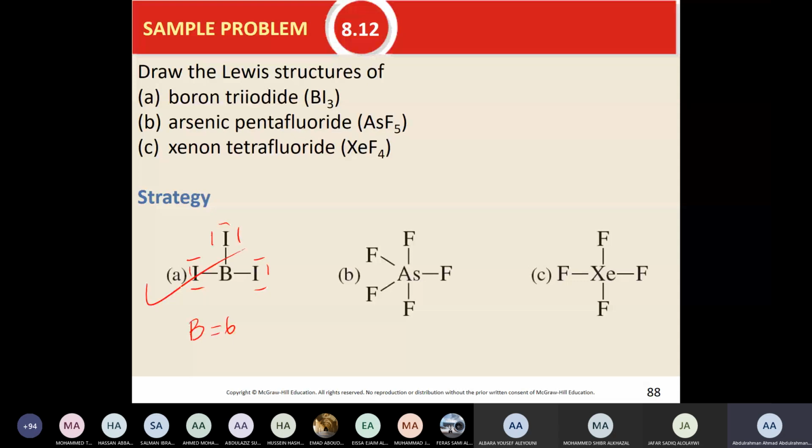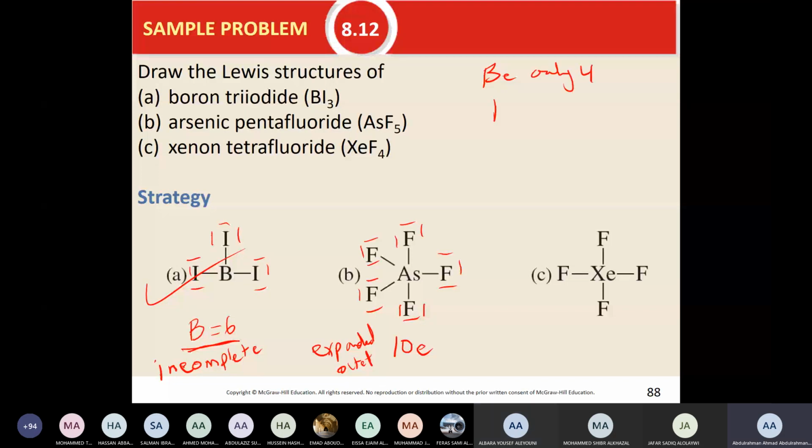Okay. What's the name of this special case? Incomplete octet. Yes, incomplete. So, doctor, if B takes 8, it will be wrong. Yes. For B and Be, don't forget, Be would like to have how many? Only 4, and B 6. If it takes 8, it will be wrong. Exactly. Special cases. Very good.